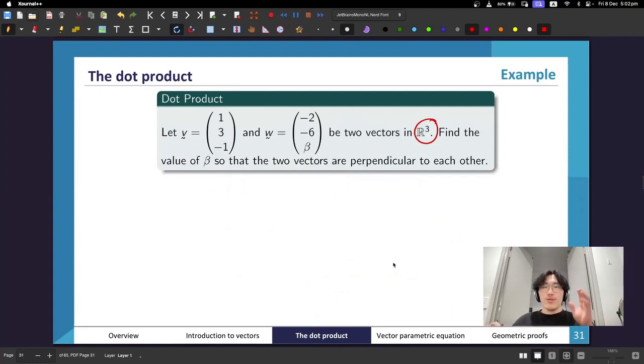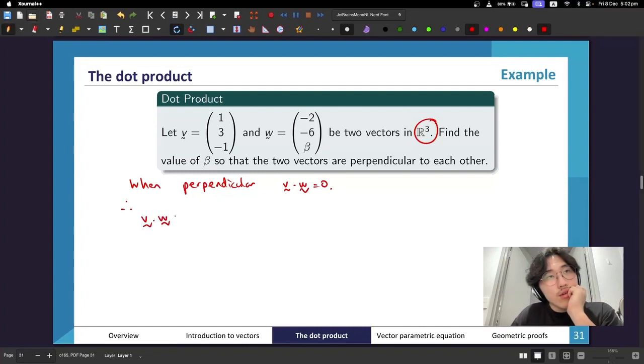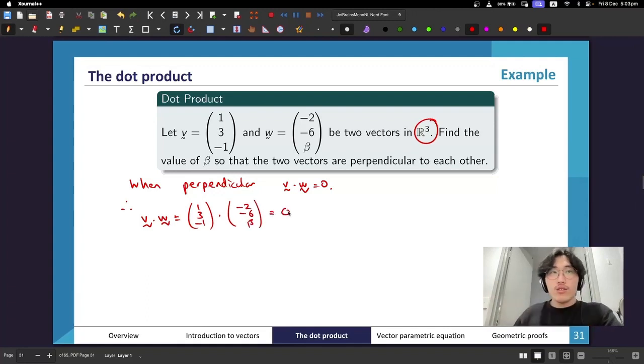So now we know the dot product of two vectors that are perpendicular to each other will always equal 0. So let's define this. When perpendicular, v dot w equals 0. Therefore, v dot w equals (1, 3, -1) dot (-2, -6, beta), which equals 0. So on the right hand side, that should equal 0. And let's expand the left hand side first.